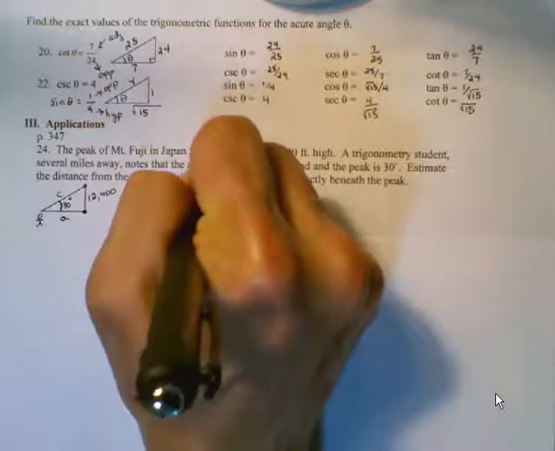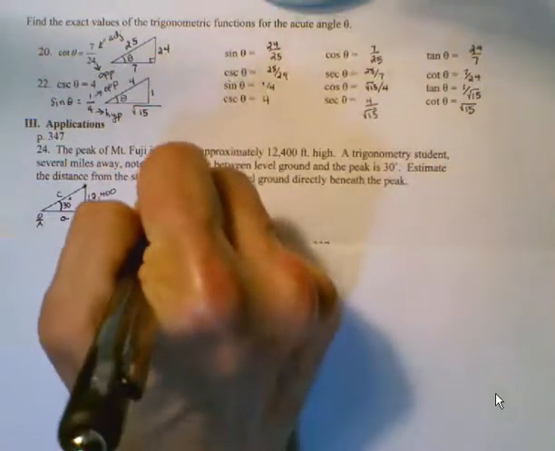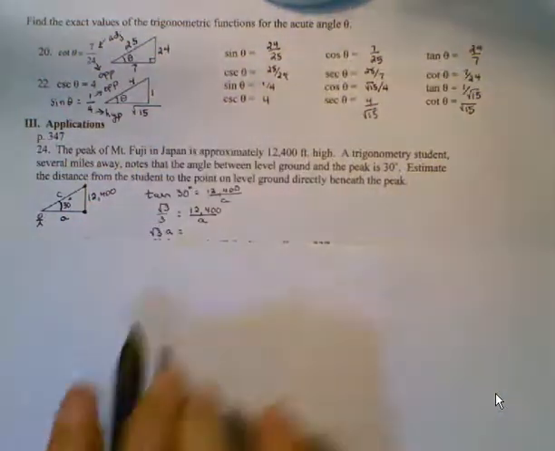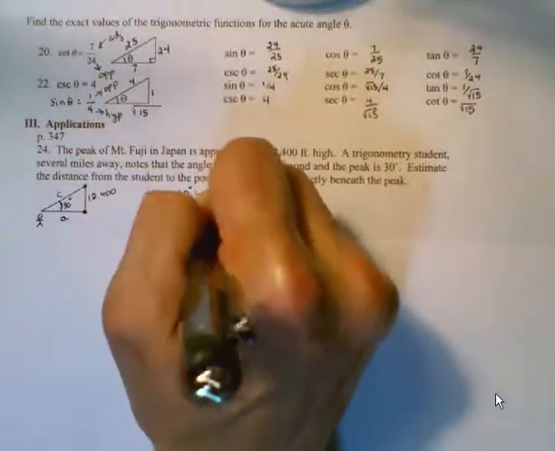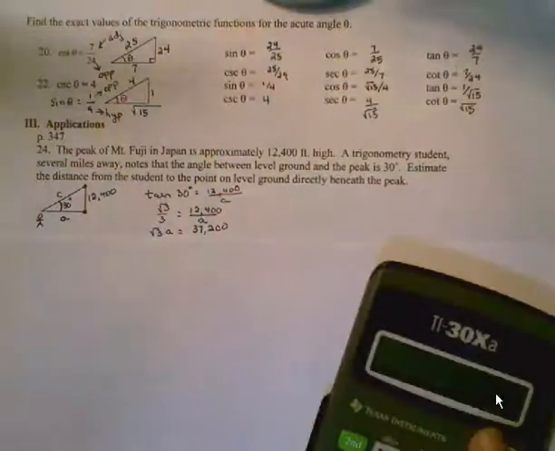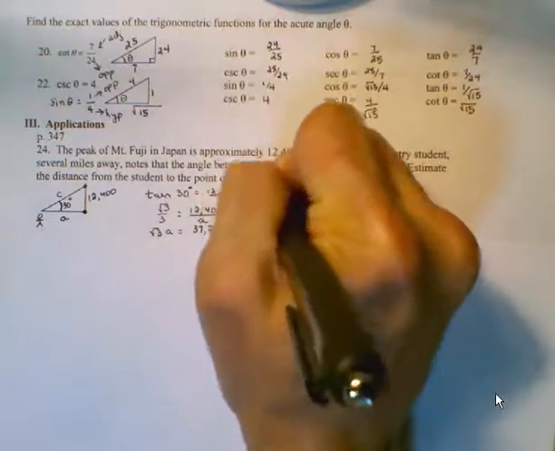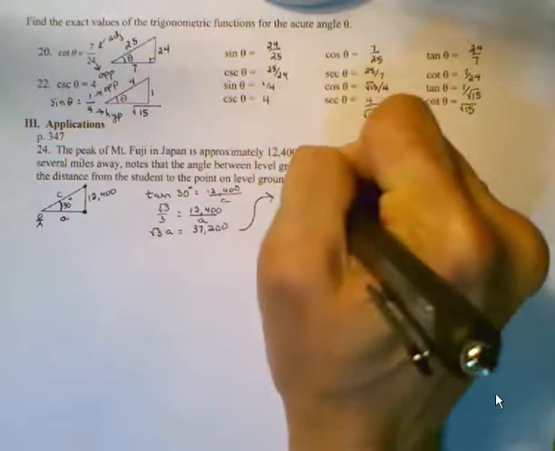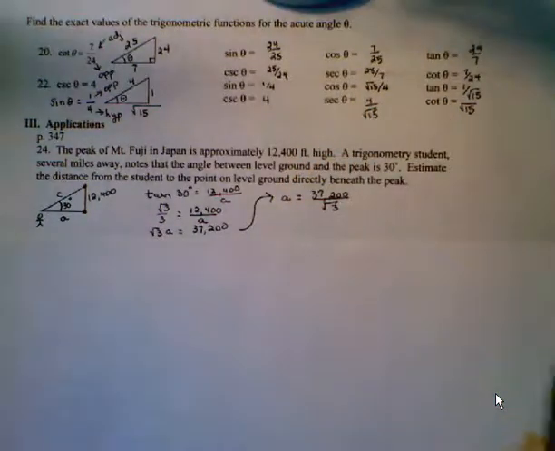And so that's what equals 12,400 over A. And I can solve that proportion by cross multiplying. Square root of 3 times A is 3 times 12,400. That would be 37,200, I think. Yep. And then divide both sides by square root of 3. A would be 37,200 divided by square root of 3.